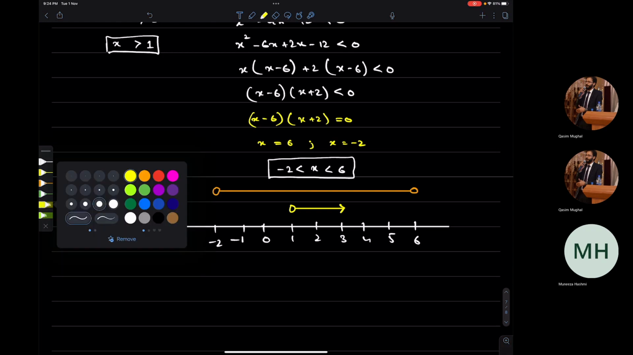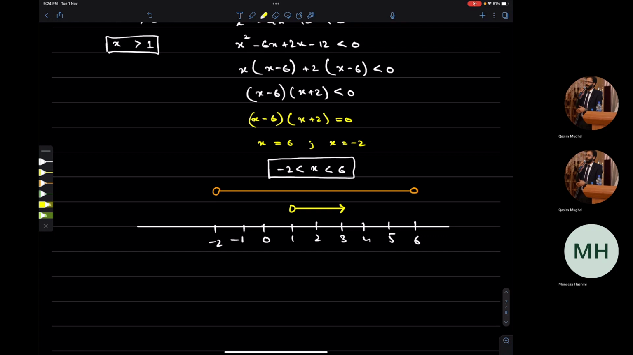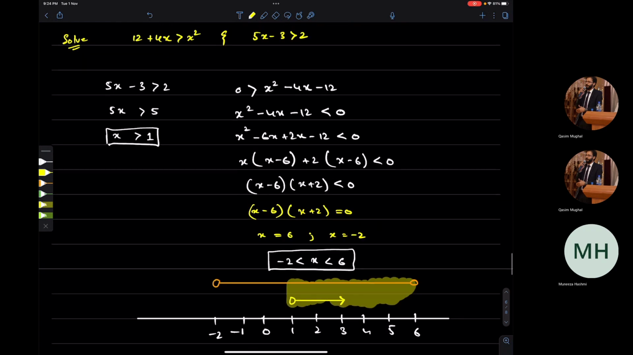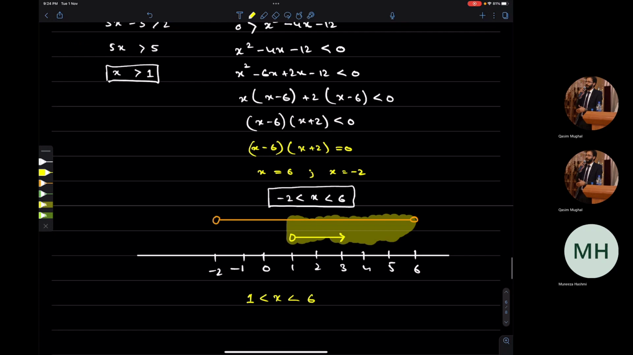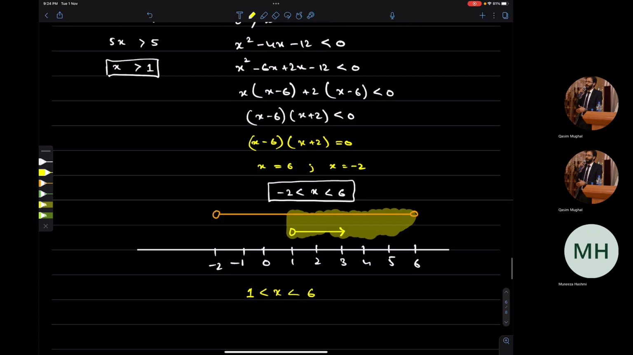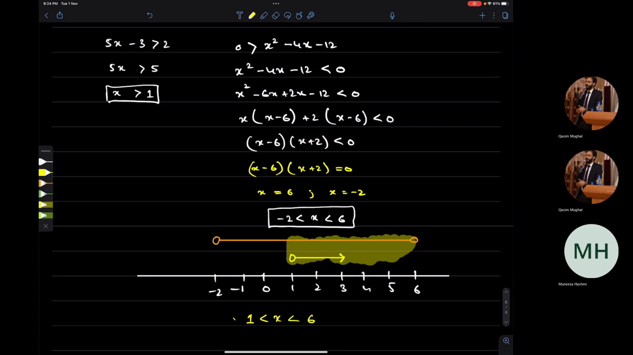Can you look for the common area of both? Yes, from 1 to 6. That's it. Basically x is less than 6 and greater than 1. So that would be your final answer for this one. Got it? Yes, sir. So this is the solution of a quadratic and a linear inequality together.